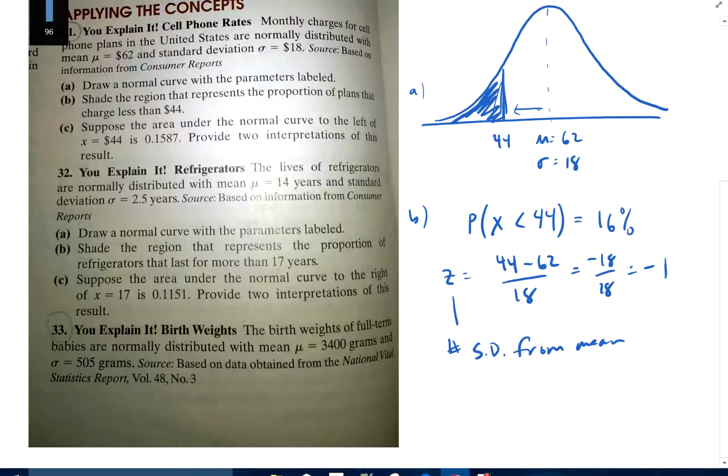Another way to think of it is this is one standard deviation each direction. This contains 68% of the data, so that means the rest is 32, so that must be 16% and that must be 16%. So that's another way to look at it because it's a nice number to deal with. And then C, suppose the area to the left of 44 is 15.87. Provide 2 interpretations.